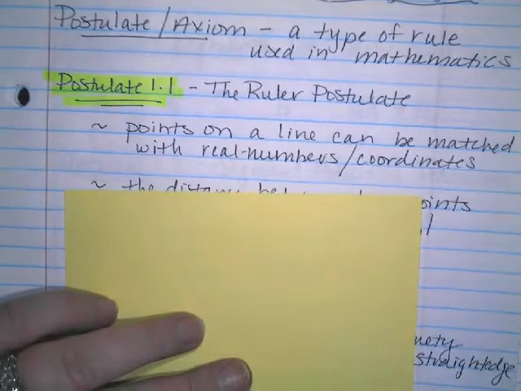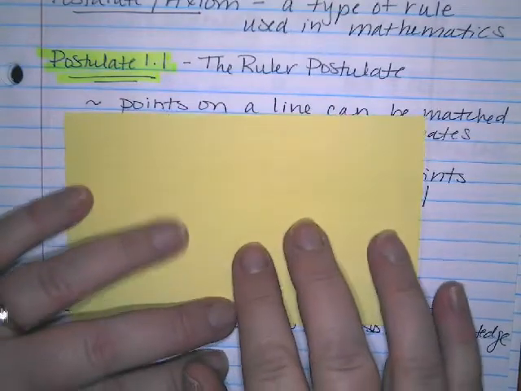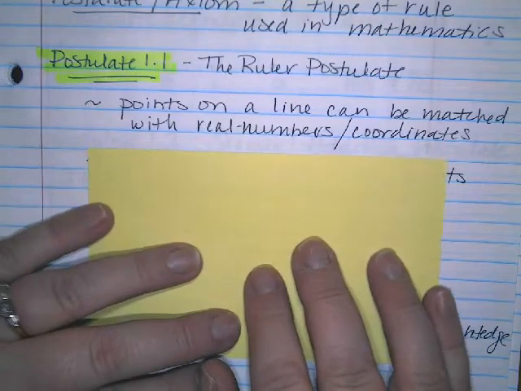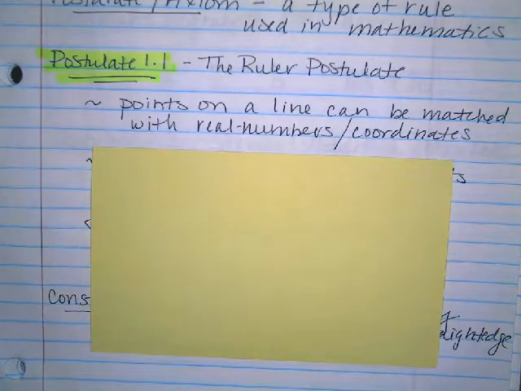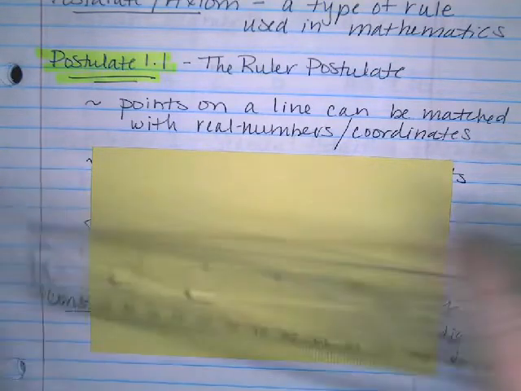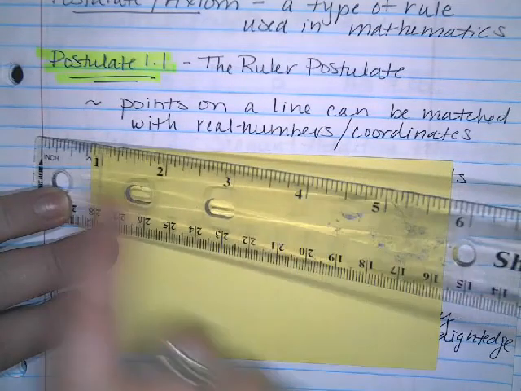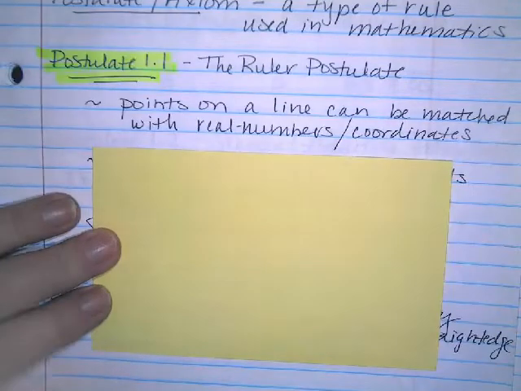And the first rule or postulate we're going to take a look at is postulate 1.1. It's called the ruler postulate. And what it says is that points on a line can be matched with real numbers or coordinates, which in a sense just says, hey, you can use a ruler, because a ruler is like a line and it has numbers on it that represent coordinates.